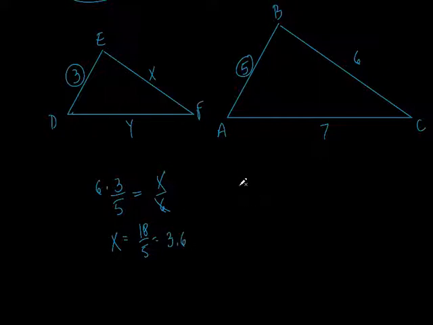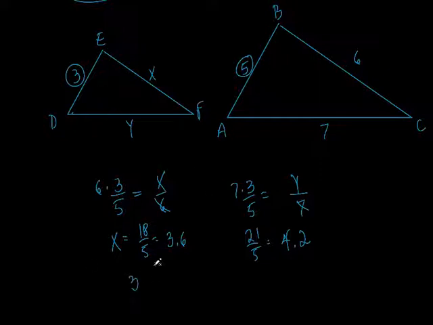What about Y? Well, use the same scale factor. Use that 3 to 5 again, and then it's going to be Y to 7. Multiply both sides by 7. That's 21/5. And that's 4 and 1/5, which is 0.2, right? 4.2. Okay.